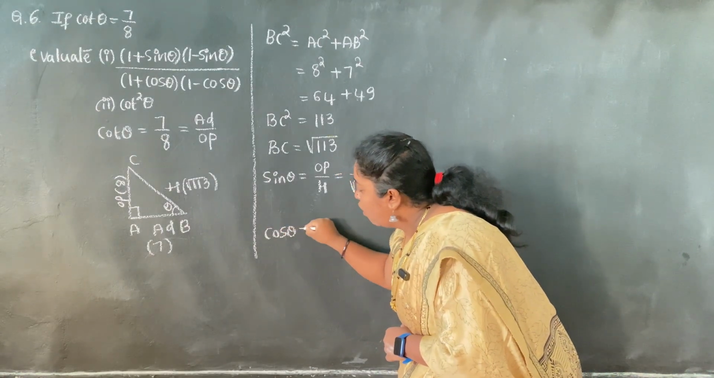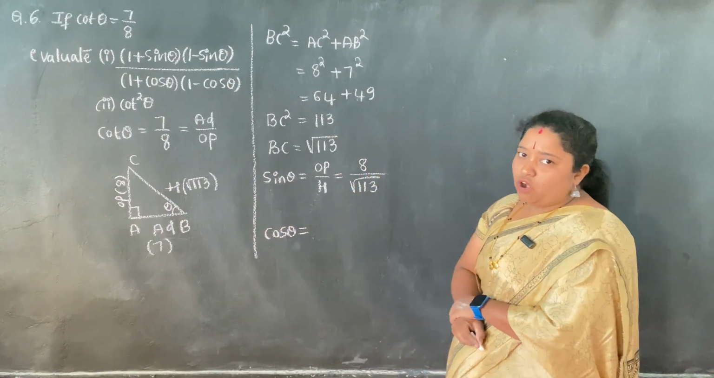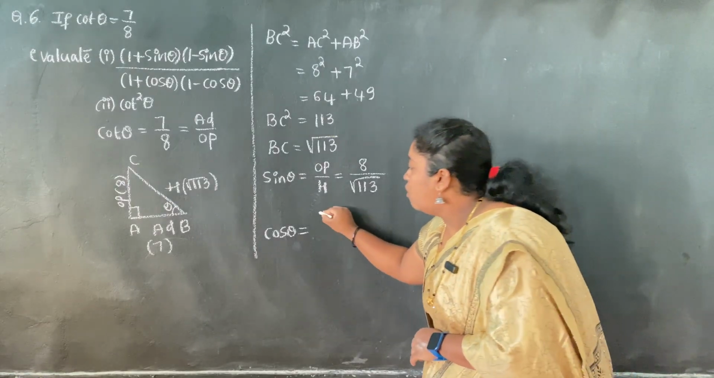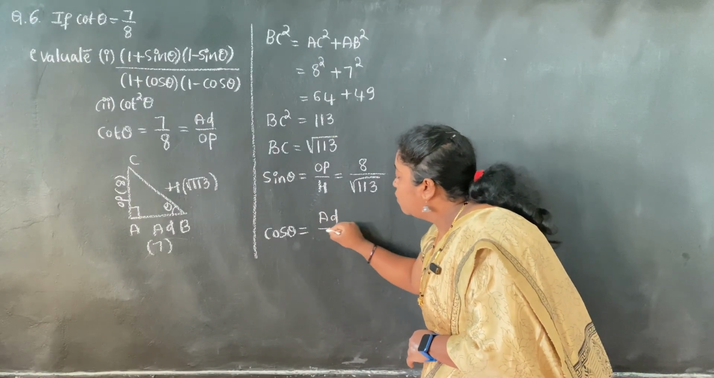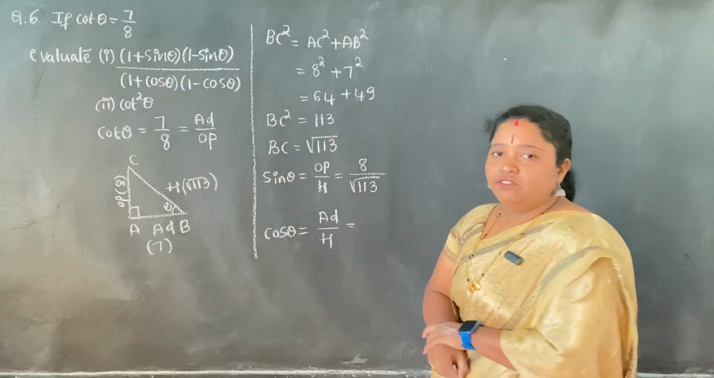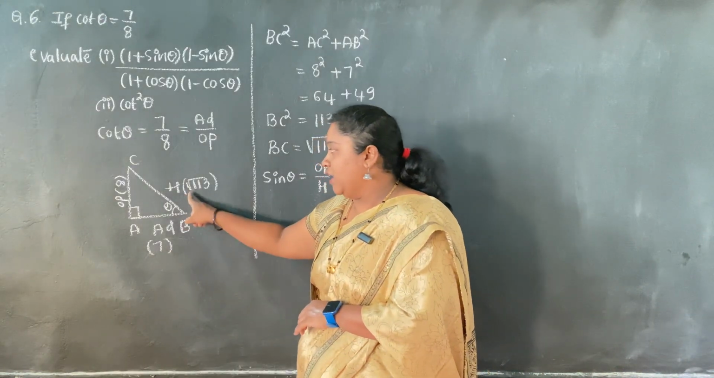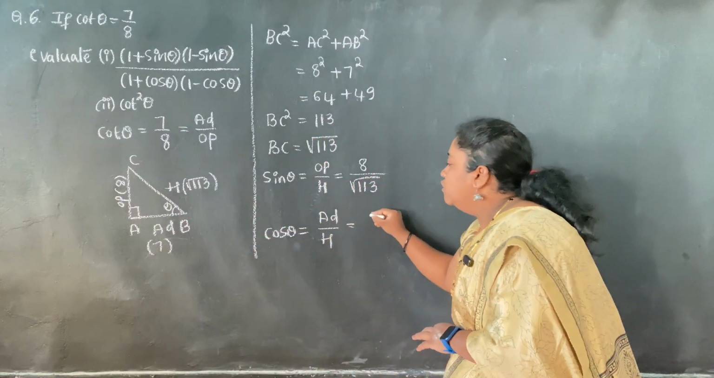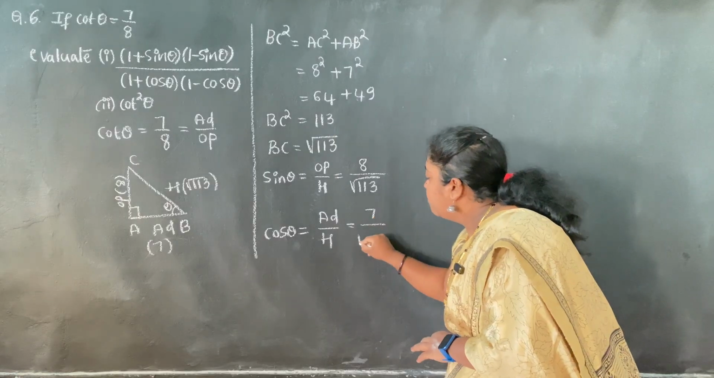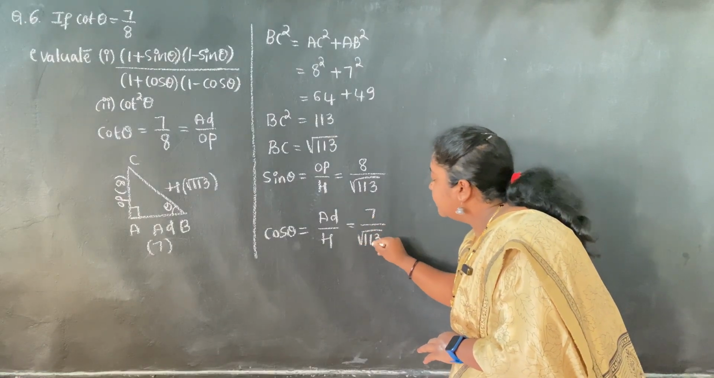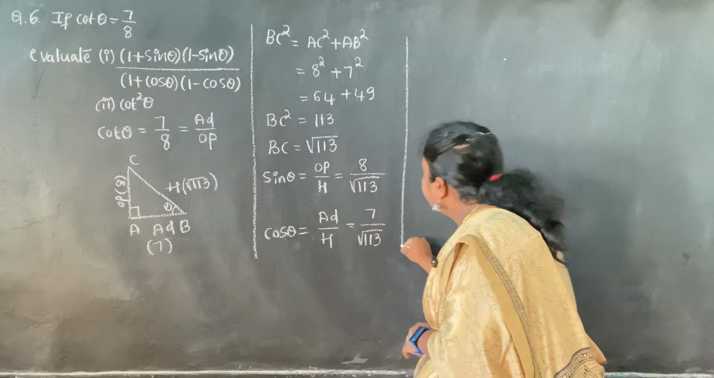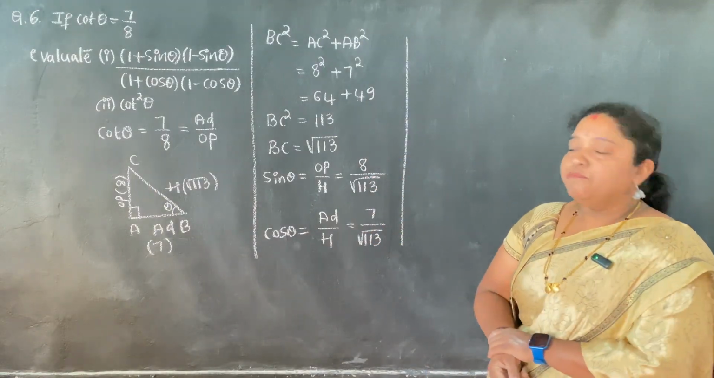Now I need cos also. I'll be writing here cos theta. How can I write the cos theta? You know cos is the ratio of adjacent to hypotenuse. Yes or no? What is the adjacent? 7. Hypotenuse is root 113. So I'll be having, dears, 7 by root 113. These two values are very much necessary for me to proceed with the first one.